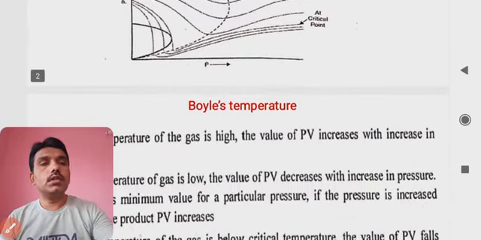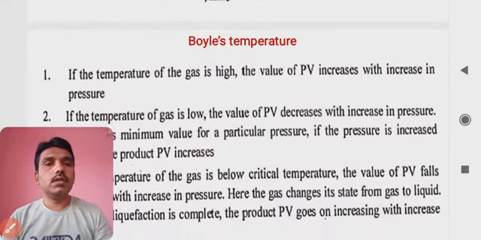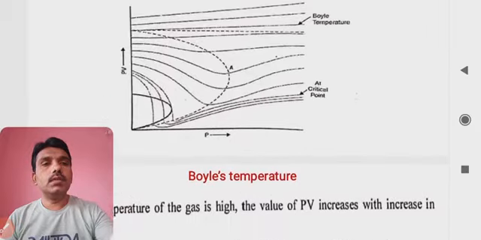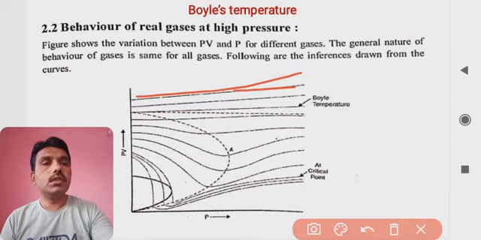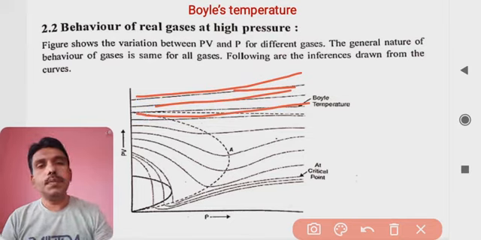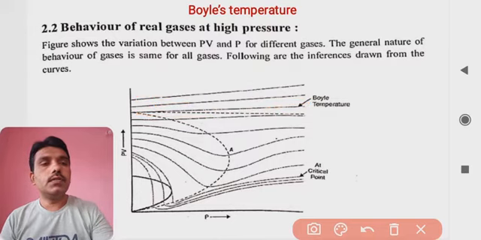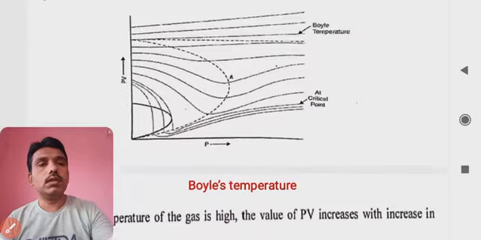Differences are there. If the temperature is high, PV goes on increasing with P. These are the graphs showing the higher temperature, where P and PV both go on increasing. But as far as the low temperature is concerned, let's see what is happening in this case.